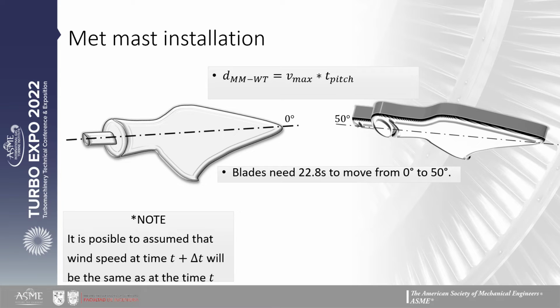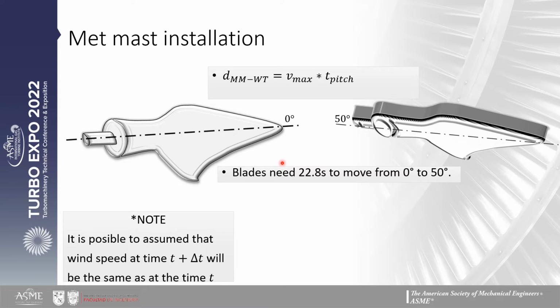So we can calculate the distance between the metmast and the wind turbine according to this relationship, where D is the design distance between the wind turbine and the metmast. Vmax is the maximum velocity collected from the statistical analysis. And T is the time it takes to position the pitch system in a range of 0 to 50 degrees.